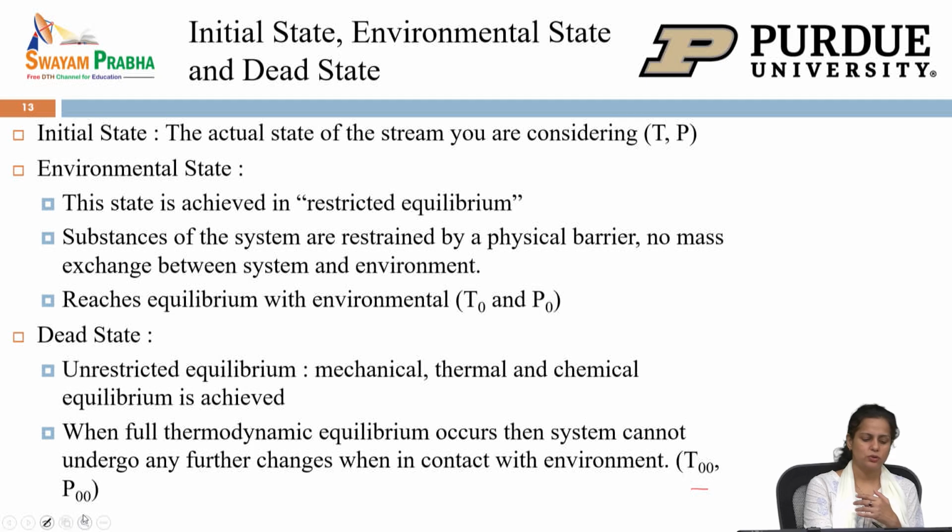So the difference between the environmental state and dead state is that dead state is, let's say we have an environment and we leave any stream, the chemical species that are there may also undergo further degradation, that it comes in the chemical equilibrium as well. So in this we only have the physical and thermal equilibrium in terms of pressure and temperature, but here we also achieve the chemical equilibrium, which is an additional step.